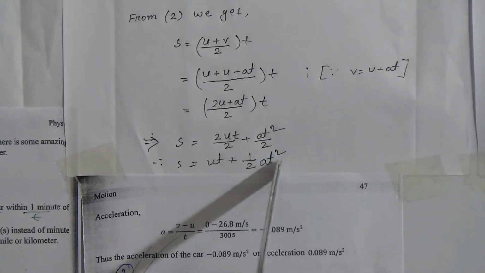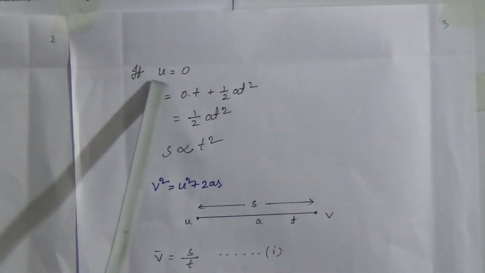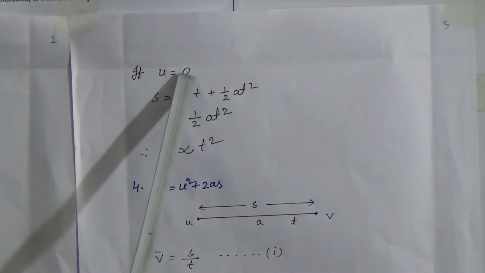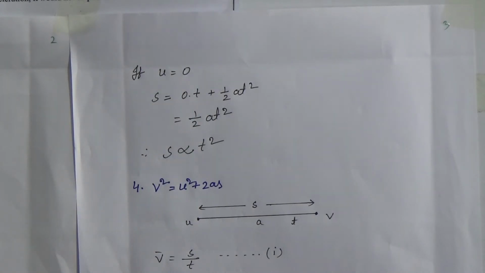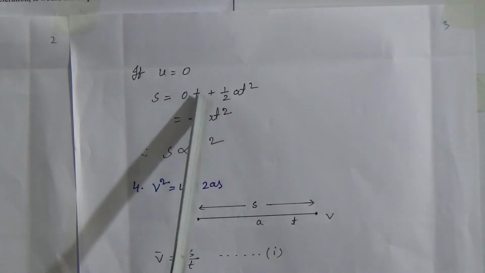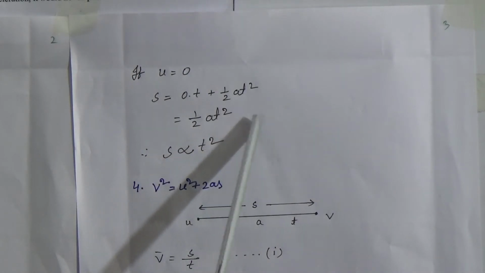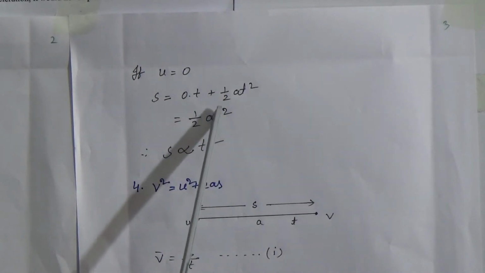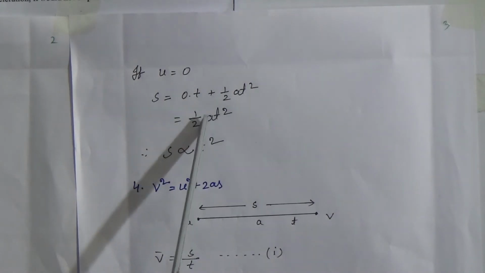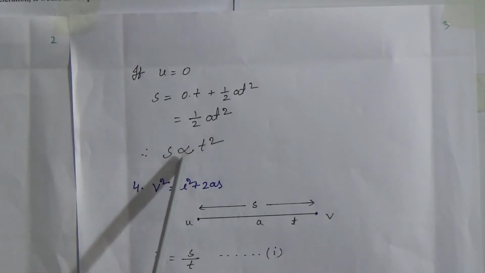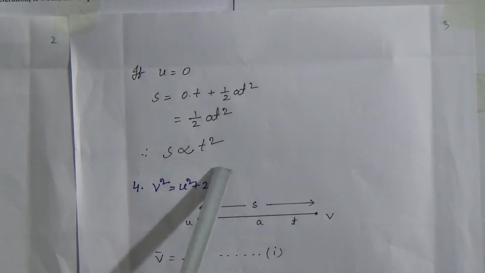Now if we consider initial velocity u equal to 0, then putting this value in the equation, we get s equal to 0 multiplied by t plus half at square, so s equal to half at square. Here the half and the acceleration a are constant values. That's why we can write s proportional to t square. That means distance is proportional to time square.